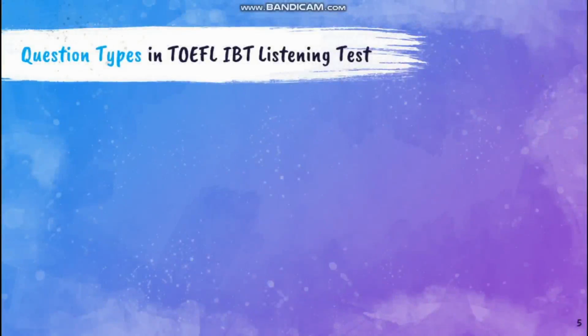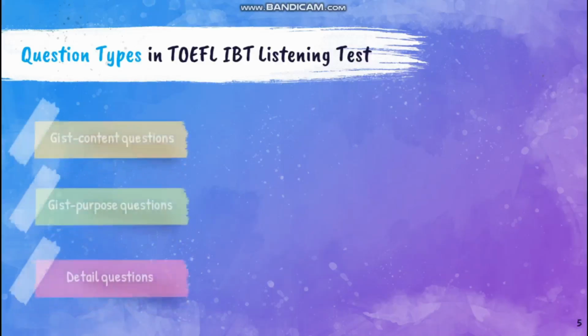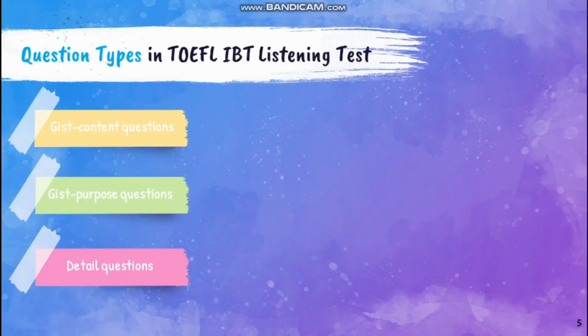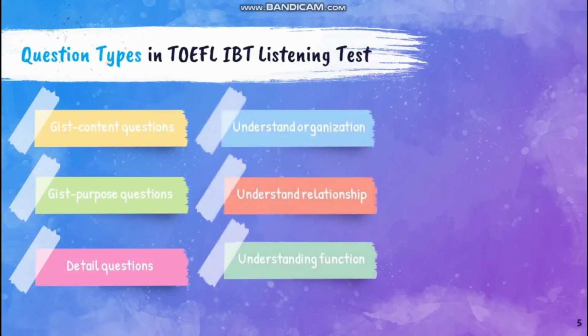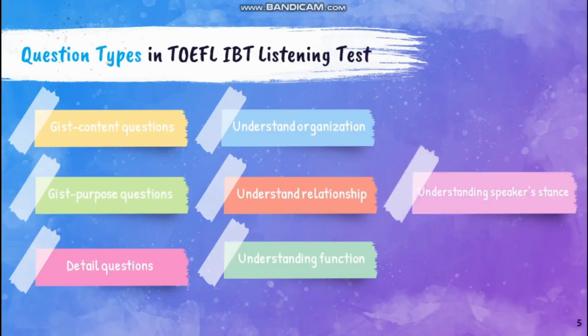Question types in the TOEFL iBT listening test. The TOEFL iBT has seven types of questions in the listening section. They are: first, choose content questions. Second, choose purpose questions. Third, detail questions. Fourth, understand organization. Fifth, understand relationship. Sixth, understanding function. And last but not least, understanding speaker's stance.